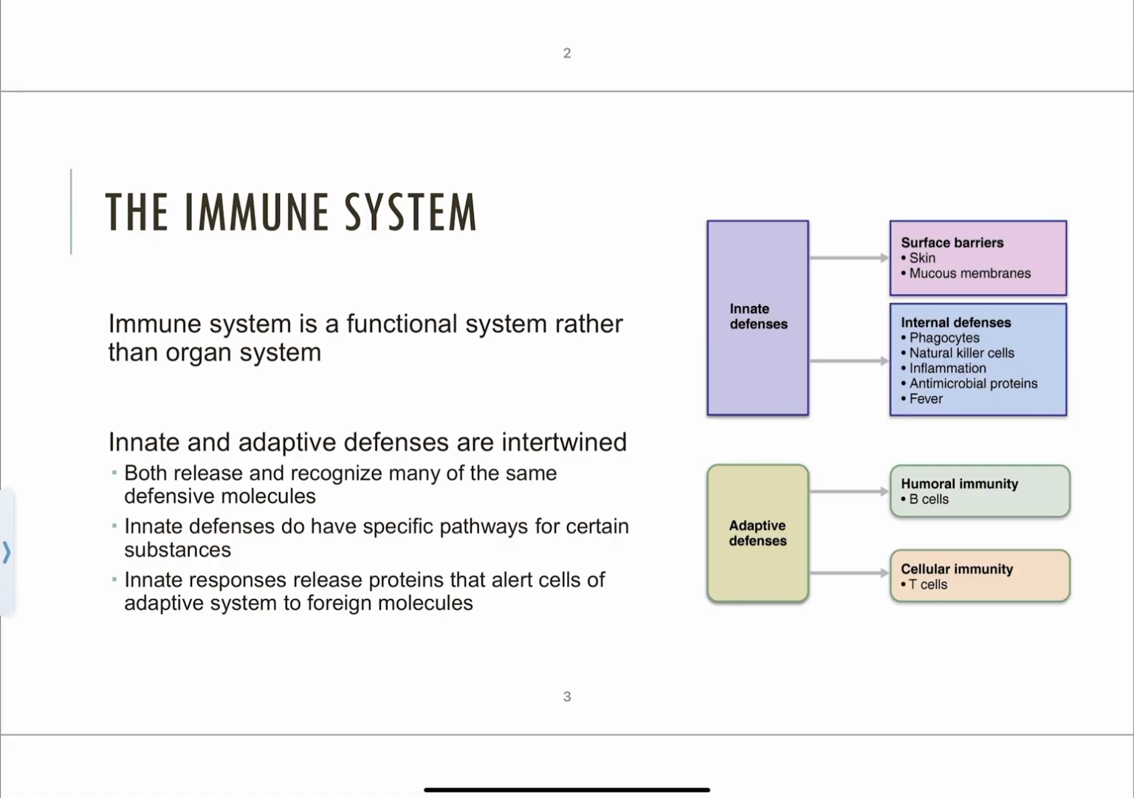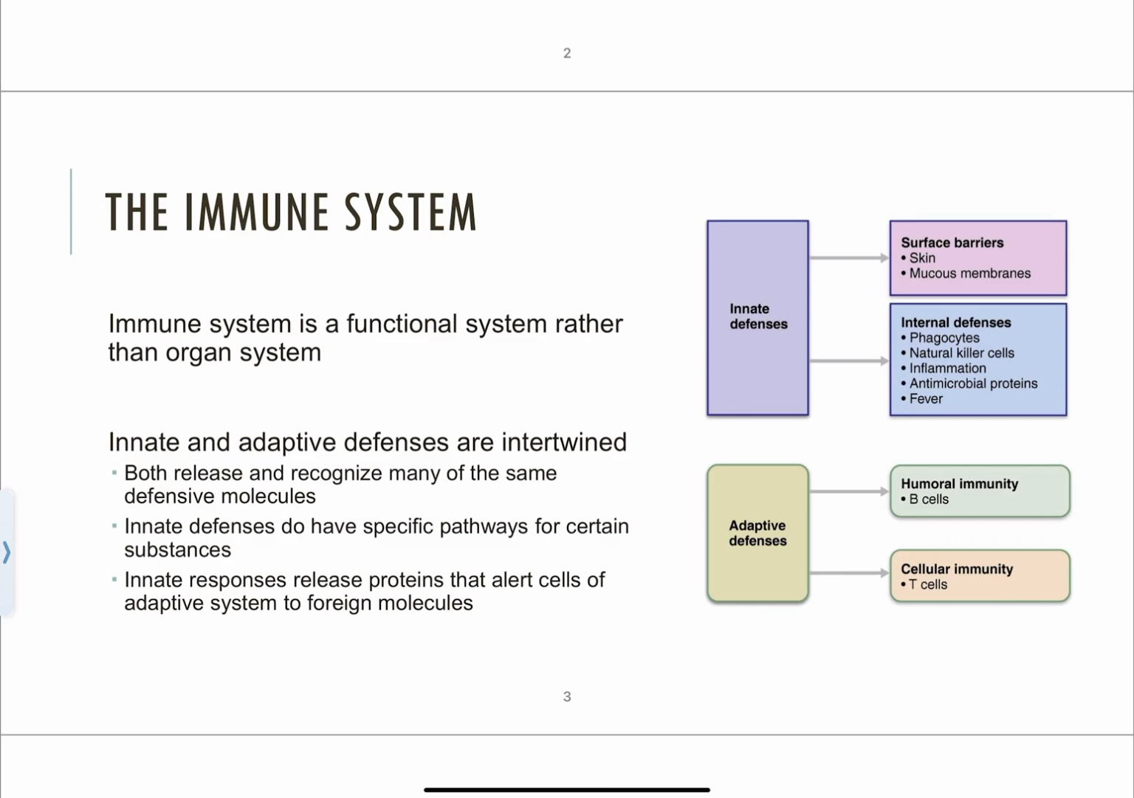Even though we talk about our innate and adaptive defense systems separately, and we will in this chapter, I do want you to recognize that they work together. For example, both of these defense systems can release and recognize a lot of the same defensive molecules. Also, innate defense systems, which are considered non-specific, do have specific pathways for certain substances, just not as specific. And our innate responses can also release proteins that help alert or activate our adaptive immune system to those foreign substances.